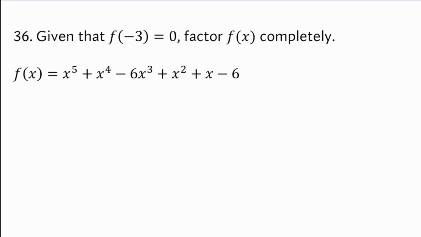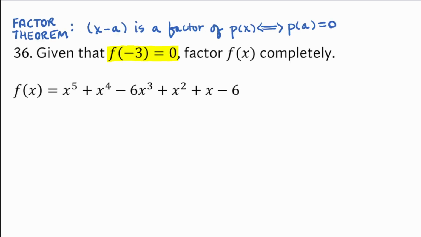Now, these last couple are the problem type where it's like, hey, I'm going to give you one of the factors, you find me the rest. And now this is kind of given a little bit in code, and I'm not sure if I gave it to you like this on the homework or the quiz or something, but if it says f of negative 3 equals 0, I guess maybe I'll remind you of the factor theorem. So we learned that x minus a is a factor of a polynomial p of x if and only if p of a is equal to 0. Okay? So if we know that f of negative 3 equals 0, we know that x minus negative 3 is a factor of f.